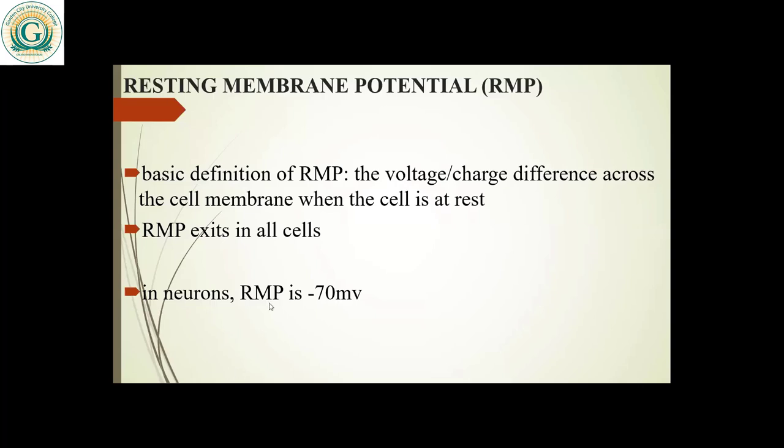We are saying in neurons, the resting membrane potential is negative 70 millivolts. What we are trying to say here is that the inside of the neuron is 70 millivolts more negative than the outside. The inside of the neuron cell is negative compared to the outside.